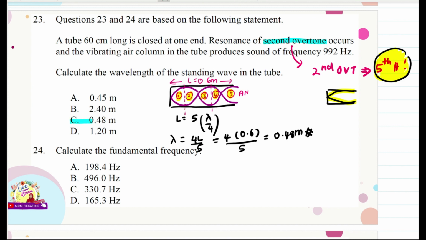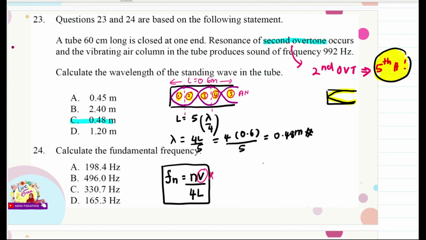Okay, so ini dia. And then question number 24, we want to calculate the fundamental frequency. Jadi untuk closed pipe, equation dia apa? Fn is equal to nv over 4L. Boleh? nv over 4L. Jadi, v dia tak bagi. Okay, kalau you nak guna formula ni tak boleh. Kenapa? Sebab dia tak mention pun nilai v ni berapa. So, kita tak boleh kira guna formula ini. Tapi, dalam soalan dia dah bagi.